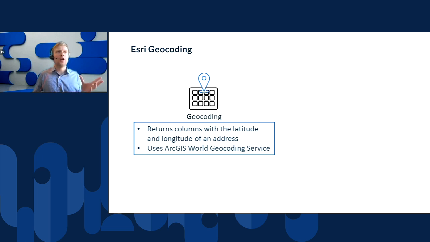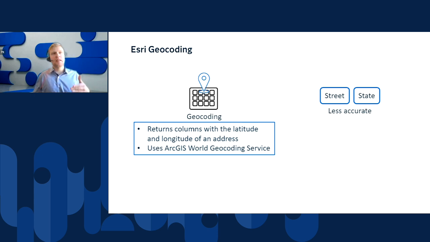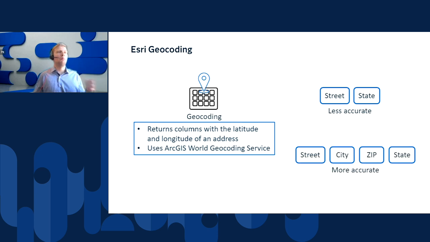Now, a general rule when it comes to geocoding is that the more information you provide to the geocoding service, the better your result will be. So if you provide just a street and a state, your result may be less accurate than if you provide more components of an address, so if you provide a street, a city, a zip code, and a state.